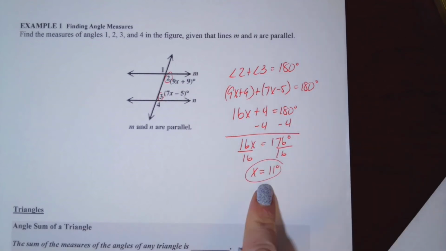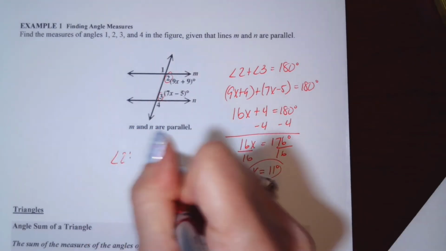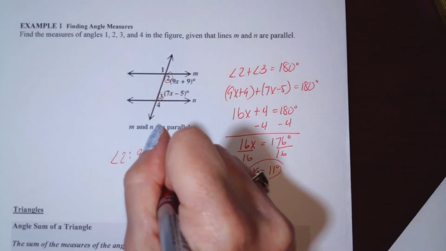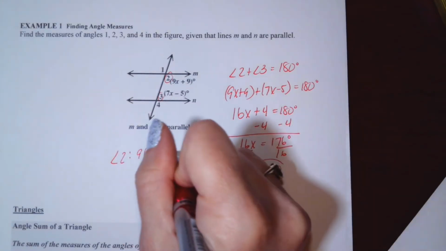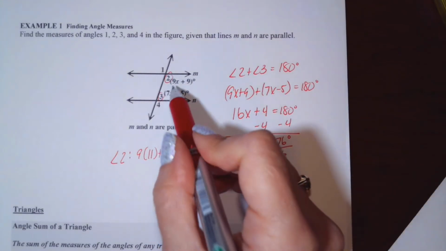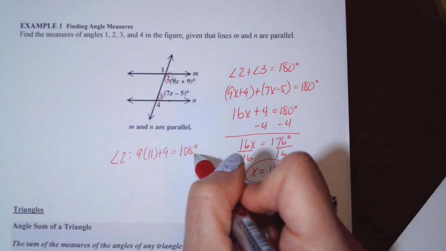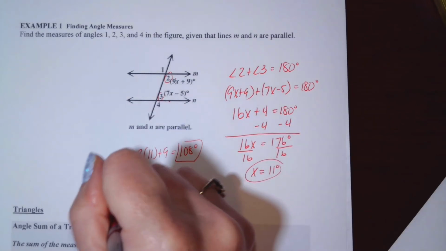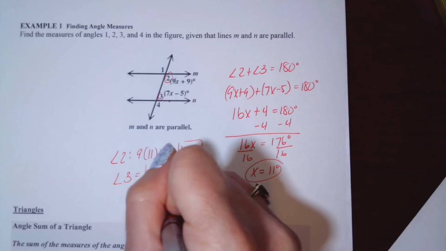Now, x is not an angle in and of itself. It just lets me figure out what the angle measures are. For example, angle 2 is 9x plus 9 degrees, so 99 plus 9 is 108 degrees. And if angle 2 and angle 3 are supplementary, if they add up to 180, and angle 2 is 108, then angle 3 would have to be 72 degrees.